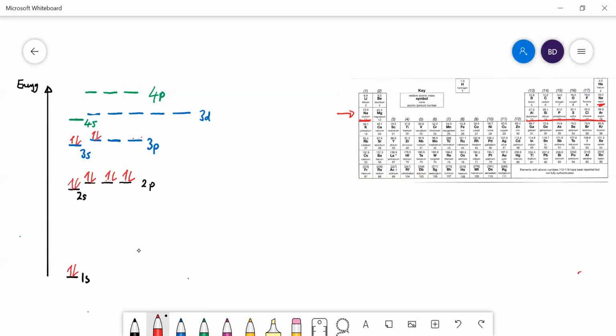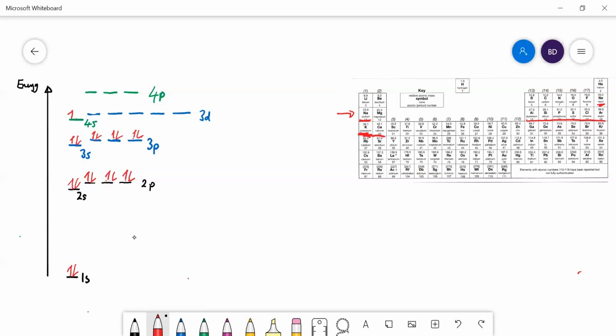I shouldn't do it like that, should I? I should fill the electrons up the way they do fill up: separate orbitals first, then they pair up when they've got to. And that takes us to potassium. Now potassium, the electron does not go into 3d, does it? It goes into 4s, because that's lower in energy.